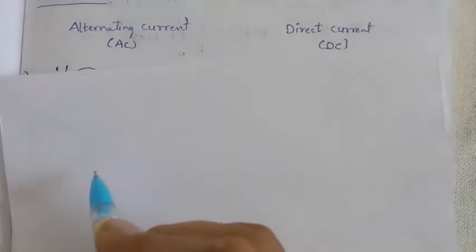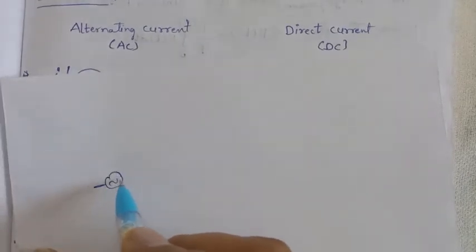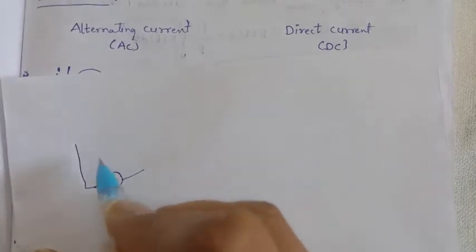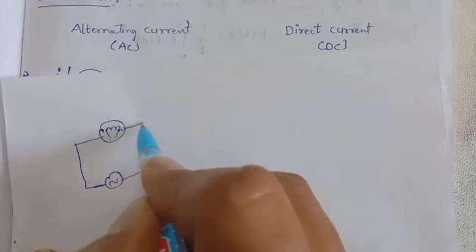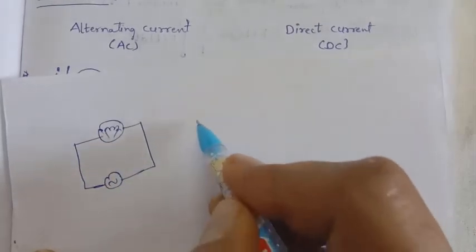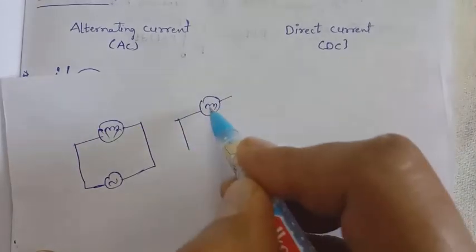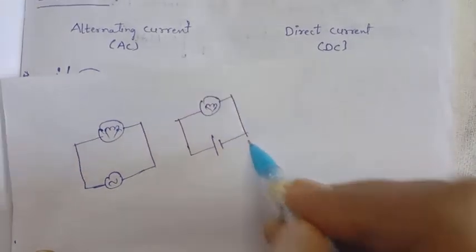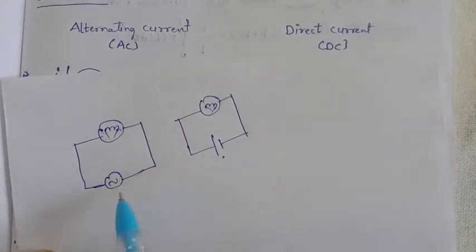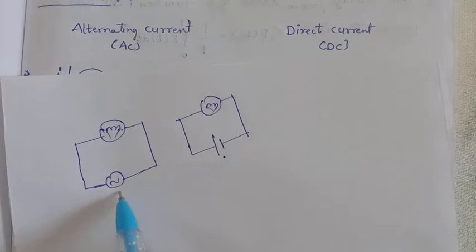Suppose this is the alternating current symbol, connected to a bulb. And here is the bulb again, but connected to a battery. This is the symbol for a battery, and the other is the symbol for alternating current or alternating voltage. So you have to apply an alternating voltage.